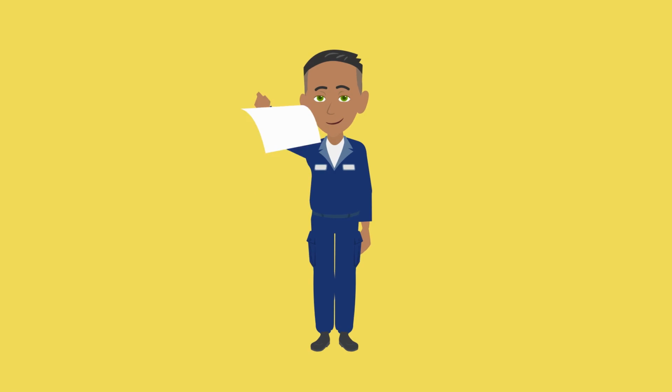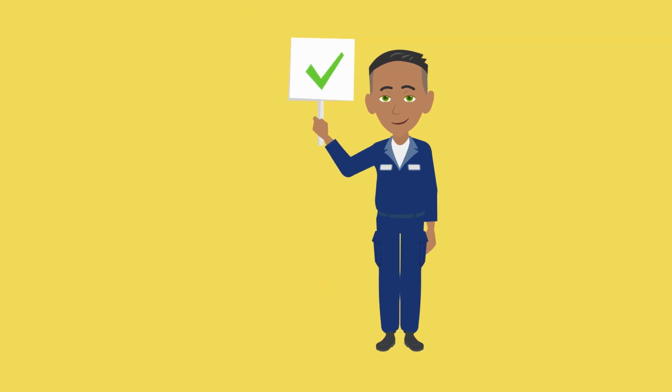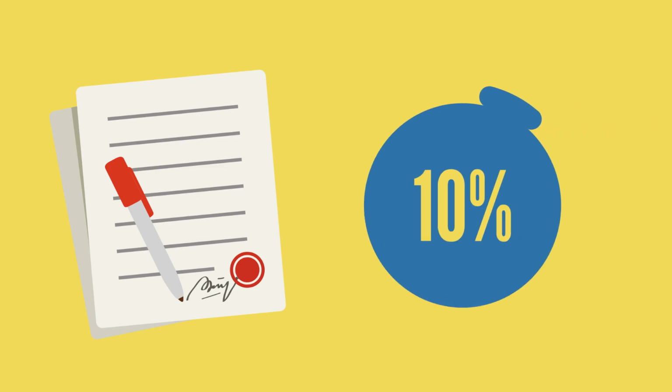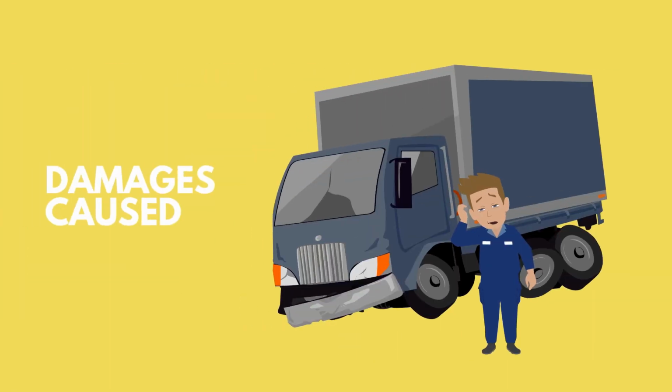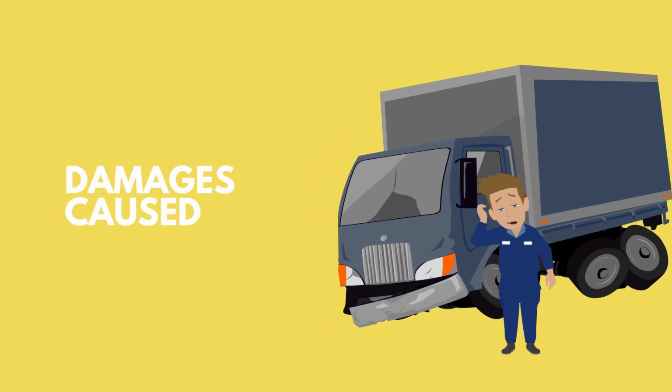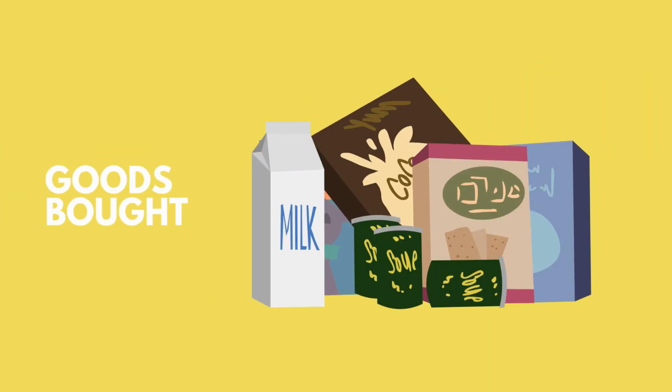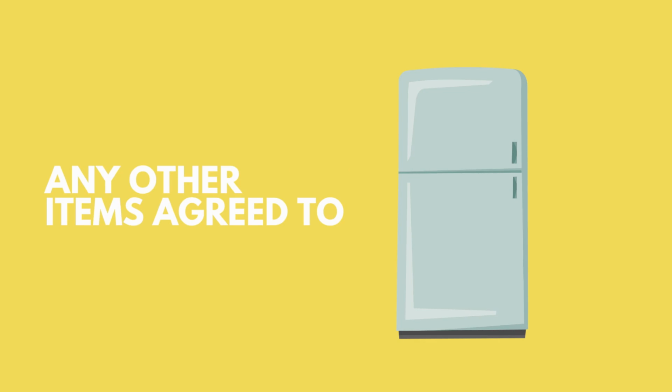Deductions. No money can be taken from an employee's salary if he did not agree to it. If there is a signed agreement, the amount cannot be more than 10% of the employee's salary. Deductions can be made for damages caused by the employee, goods bought at the farm shop, or any other items agreed to between the employer and employee.